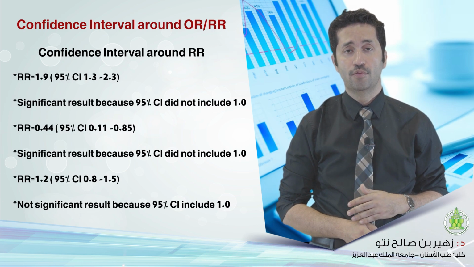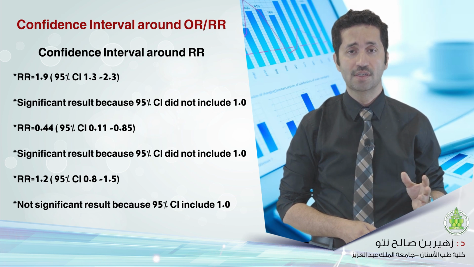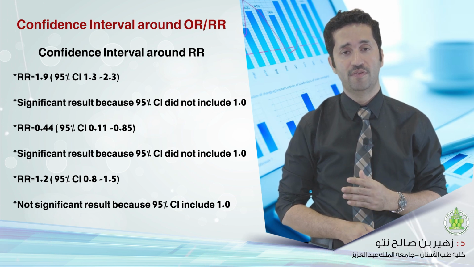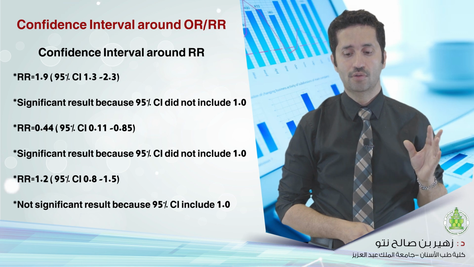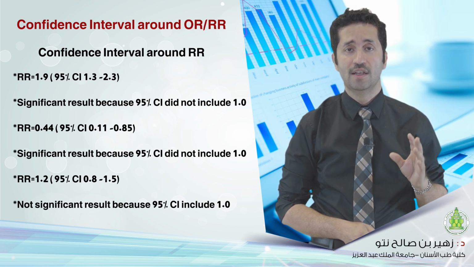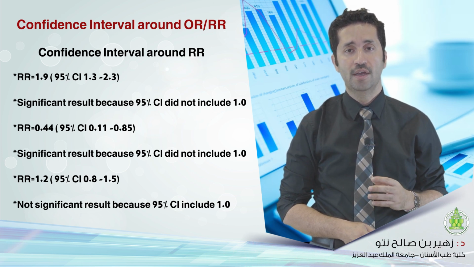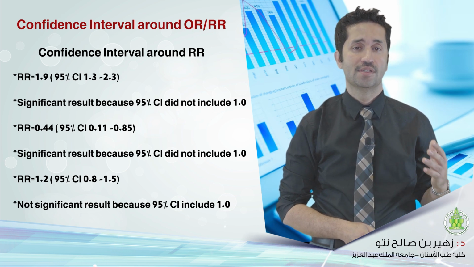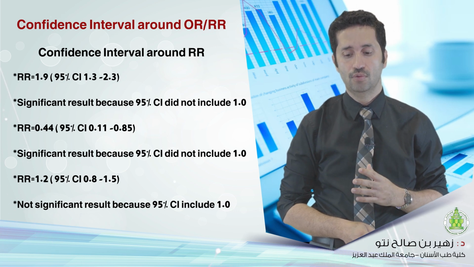The same thing applies if you use the concept of confidence interval around the relative risk. It has the same meaning as with the odds ratio. The previous examples were limited to the odds ratio. Here you can see it is on the relative risk, and it has the same explanations. For example, relative risk 1.9 means the first group is 90% higher compared with the second group. The result is statistically significant because it does not include 1.